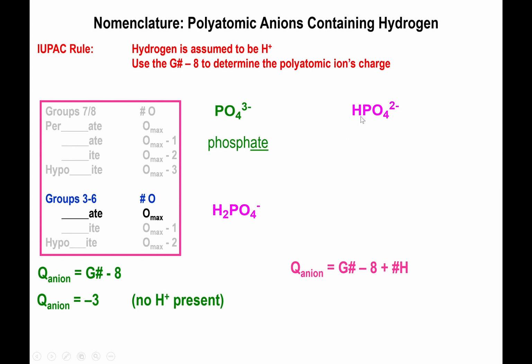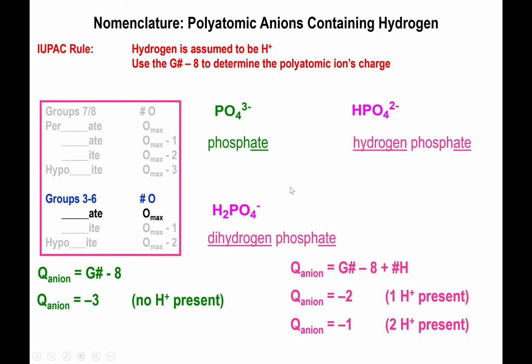Notice that for the one hydrogen here, the group number for phosphorus is 5. 5 minus 8 is minus 3, plus the one hydrogen, that will give us the minus 2 charge. And over here, where we have 2 hydrogens, the group number of phosphorus is 5. 5 minus 8 is minus 3. Minus 3 plus 2 hydrogens is minus 1. So the way you basically name them is by specifying how many hydrogens the anion has.